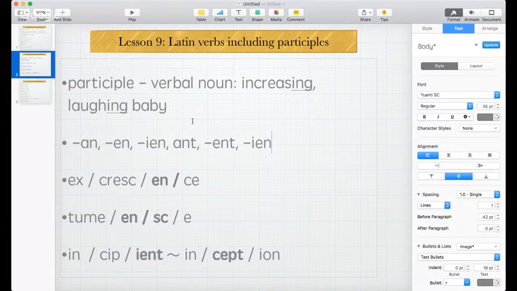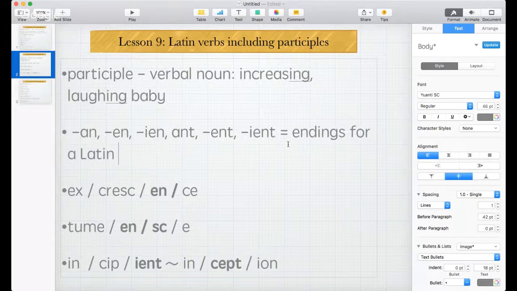If you're asking why are there so many, why can't they just have one? This is because in Latin there are 4 different groups of verbs. They're called conjugations, and they all have different sets of verb endings for the present, imperfect, future, etc. tenses, and if you're taking Latin, you get to learn them. Anyway, for your purposes, you need to know that these, as I said on the quiz, are endings for a Latin participle.